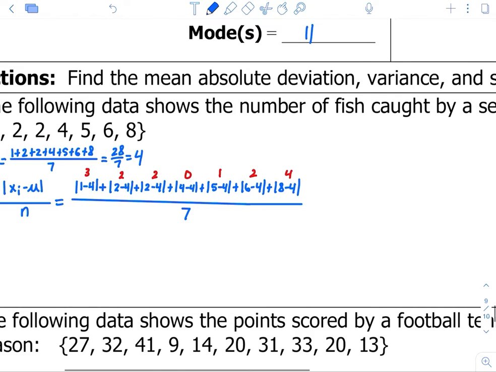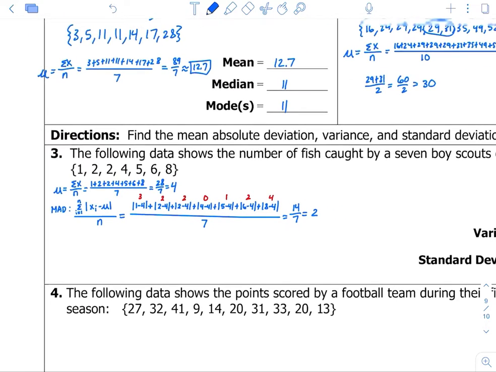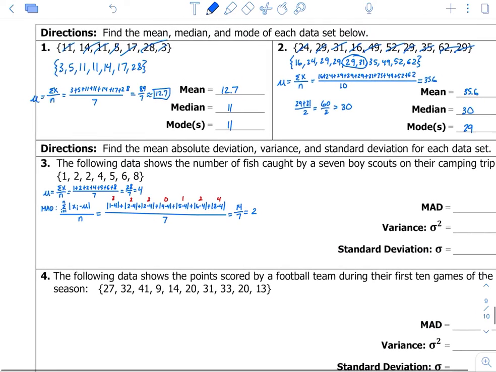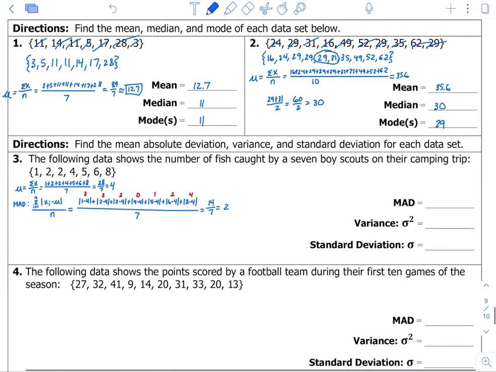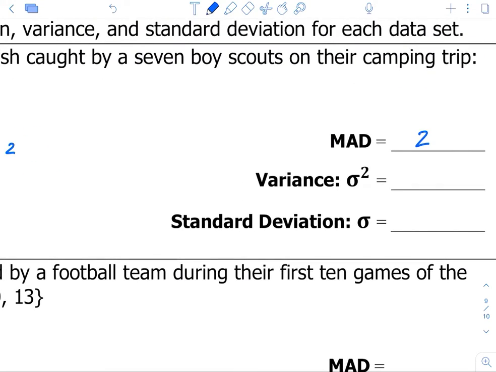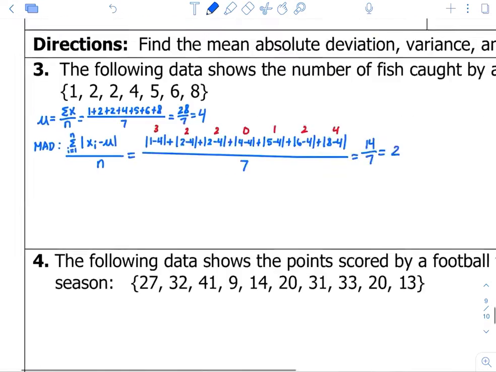And now we can just add those all up. So 3 plus 2 plus 2 plus 0 plus 1 plus 2 plus 4. 14 all over 7, which is equal to 2. So our mean absolute deviation is 2. All right.